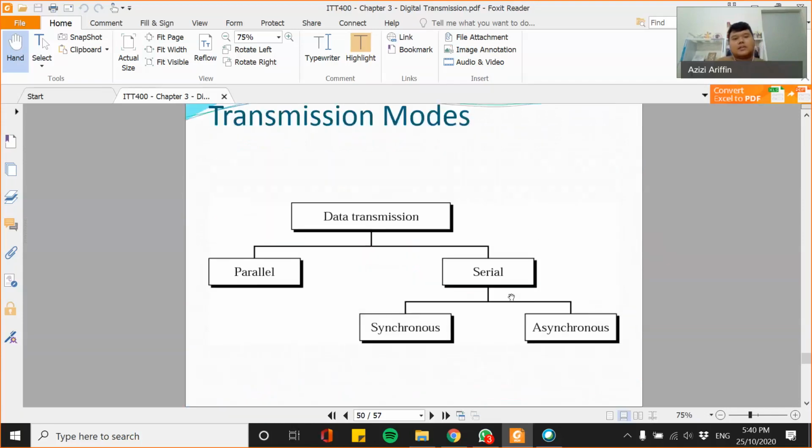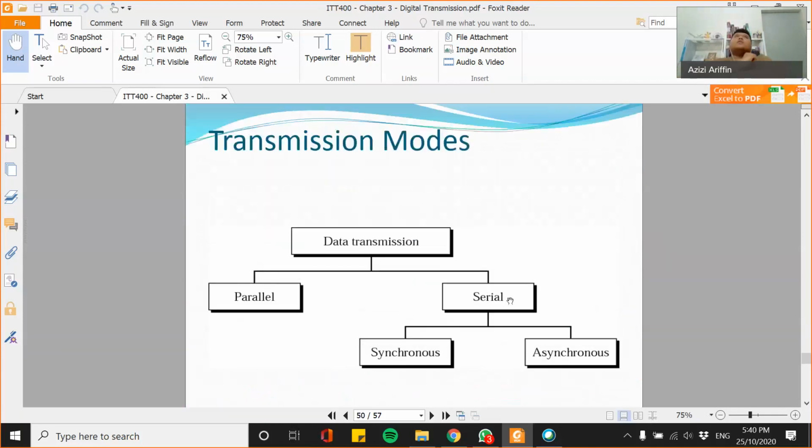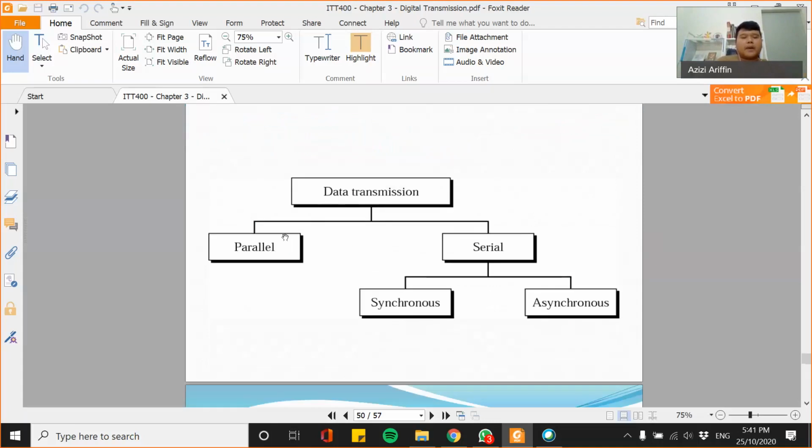Okay, next, the last section is, so now we already discussed about, okay, so how we transform from digital data into digital transmission, analog data into digital transmission. So now, if we want to use a digital transmission, what is the transmission mode? So bila kita nak transmit tu, dia ada transmission mode dia dalam digital transmission. So in data transmission, we can do parallel or serial, and the serial is further broken down into synchronous and asynchronous.